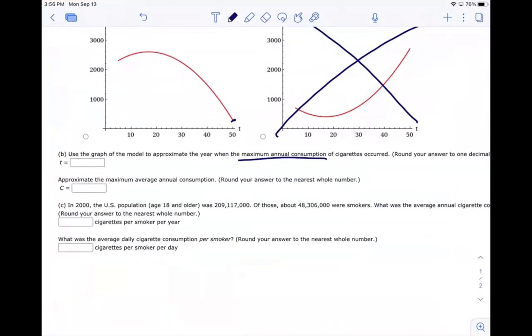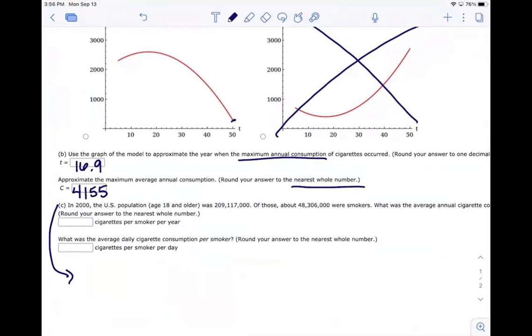Going back to my question, it's asking to use the graph to approximate the year when the annual maximum consumption occurred. So we're looking for a t, and our t here would be 16.9. That's the x value, the t value of my vertex. The C corresponds to the y value. Notice this one says round to a whole number, so I'd have 4,155.